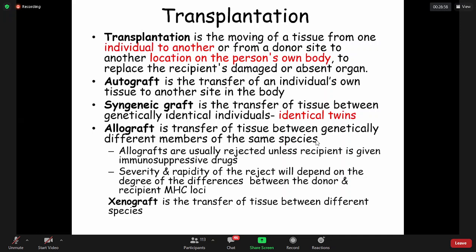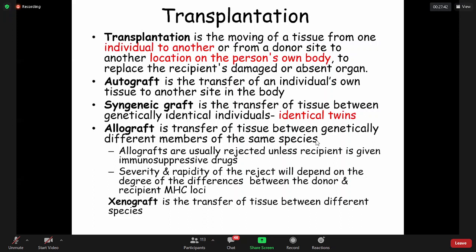And these are divided into 4 depending on the genetics of the individuals involved. We have what we call the individual's own tissue from one side of the body to another side of the body. A common example is blood transfusion. If you're going for an elective operation, they can take off blood from you and keep it, and then after the operation, they give it back to you. Or the other one is a skin graft. They get skin from one part of your body and put it on another part of the body.